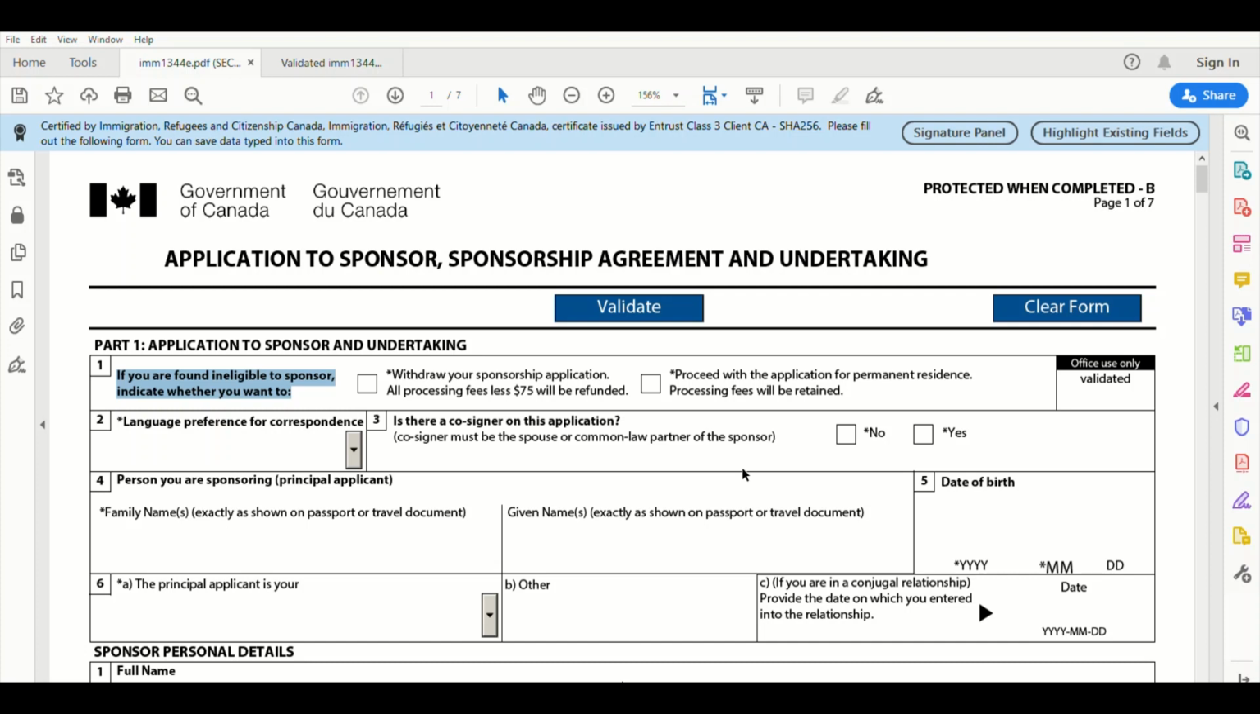If the sponsor withdraws, then all the processing fees except the sponsorship fee will be refunded. But the sponsor loses the right to appeal to the Immigration Appeal Division as the file was closed.